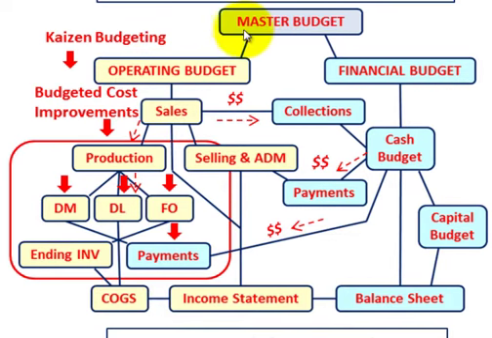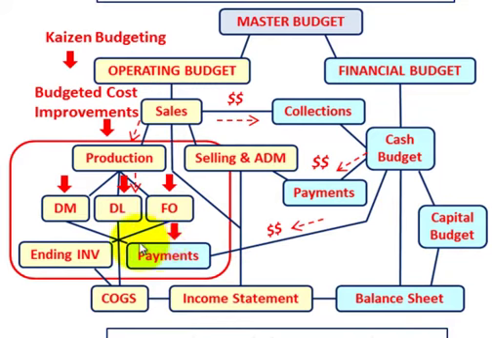When we're talking about our budgeted cost improvements, they mostly center around the production operations. Again, this is where you use that Kaizen budgeting. Your production operations involve the direct materials, direct labor, and factory overhead. The idea is you want to reduce each of these. You want to reduce your material cost, your labor cost, and by doing that, you're also going to want to reduce your factory overhead cost.